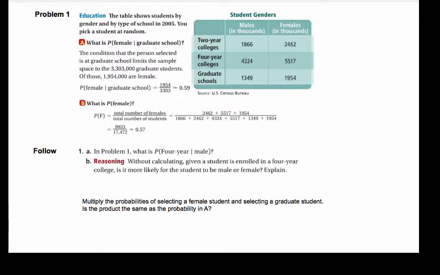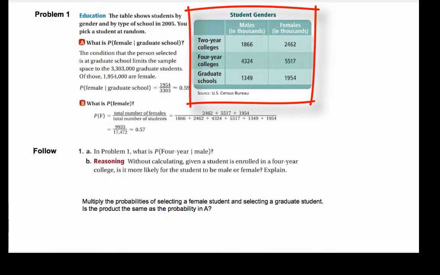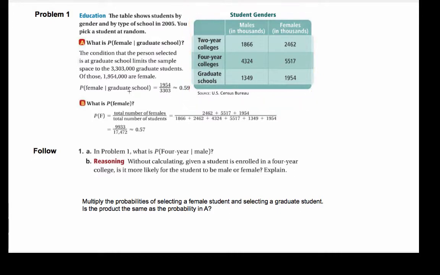All right, so here we have a problem. The table shows students by gender and by type of school in 2005. You pick a student at random. Here we have this table. We have males in thousands and females in thousands, and 2-year colleges, 4-year colleges, and graduate schools. So it tells us how many males and how many females are in these different types of colleges. So we're choosing a student at random.